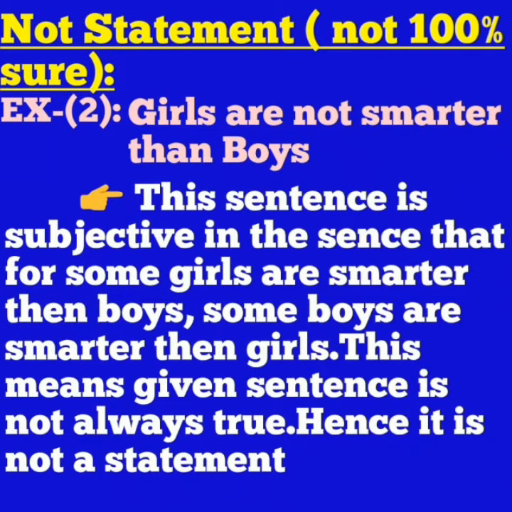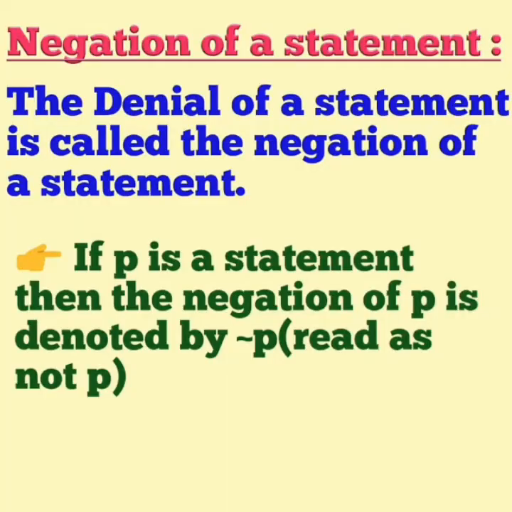Example 2: Girls are smarter than boys. This sentence is subjective in the sense that for some, girls are smarter than boys, and for others, boys are smarter than girls. This means the given sentence is not always true. Hence, it is not a statement.